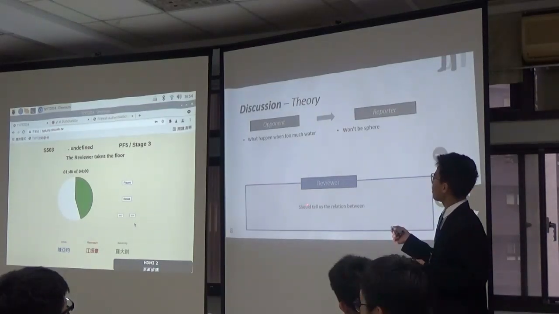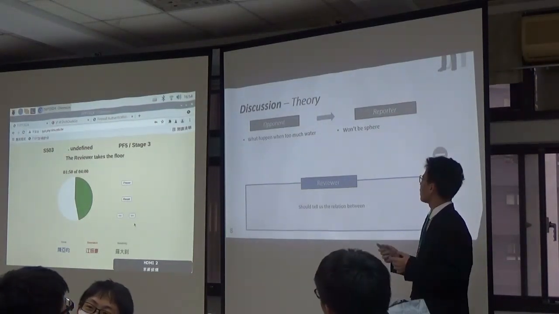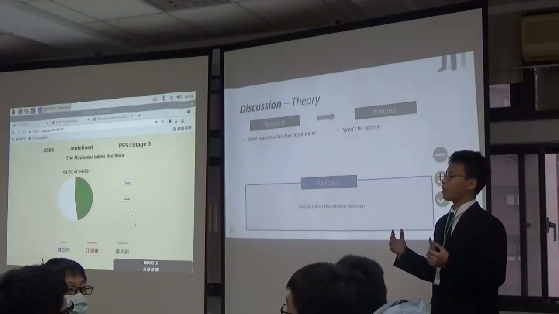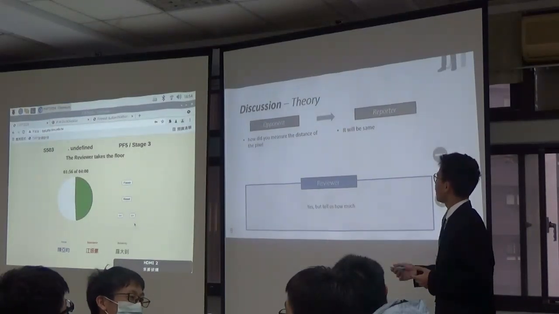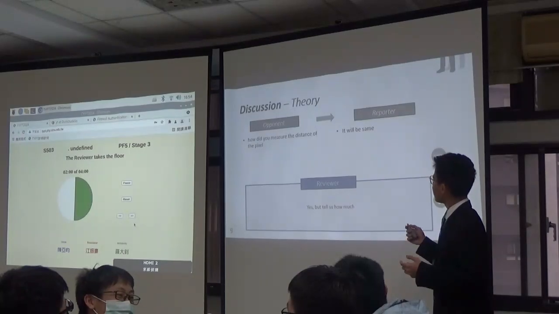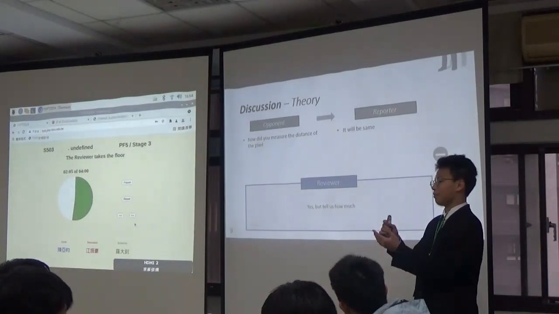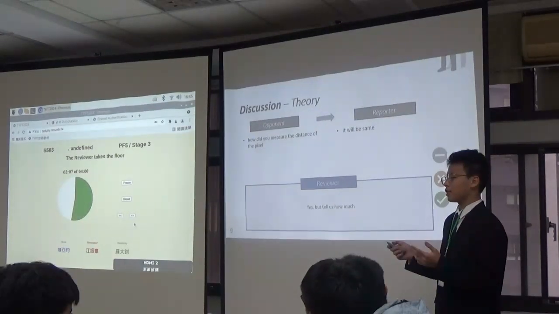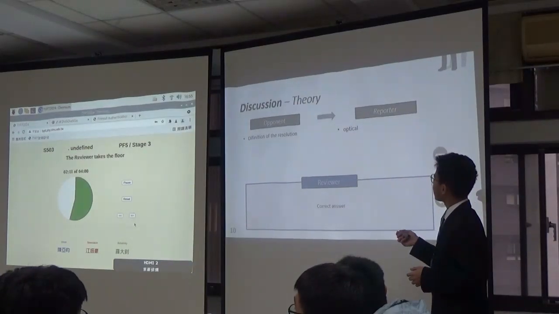Then the opponent asked, what happens when there's too much water on the sphere? And the reporter said it won't be a sphere. But I think she could maybe find a way to tell us the relation between the volume of water and shape. Then he asked, how do you measure the distance between the pixels? And the reporter said it will be the same. I also agree because on the screen the pixels are the same distance, but maybe you should tell us the real distance. And then the opponent asked.